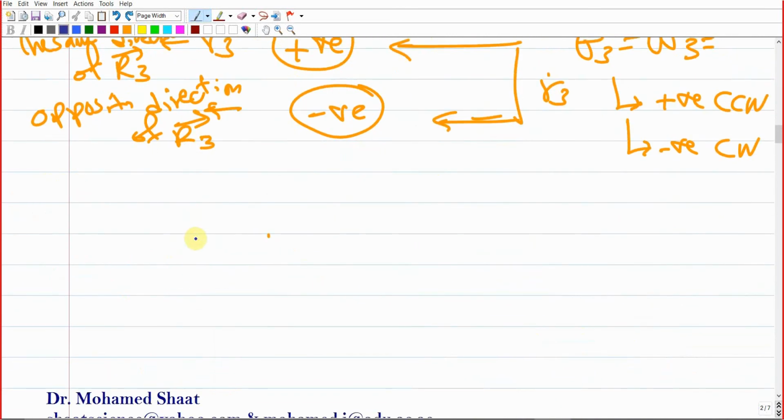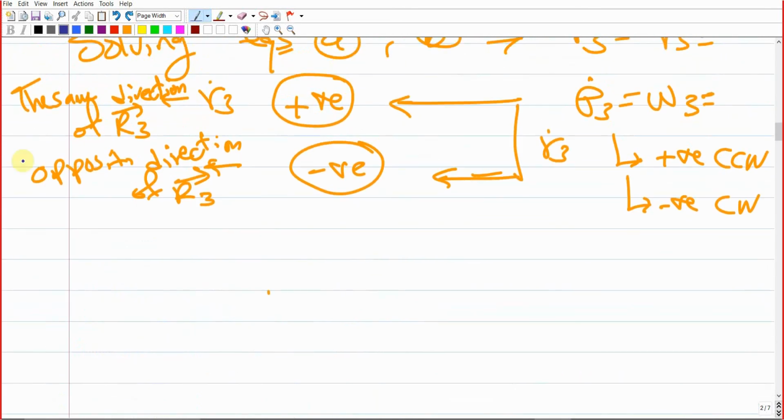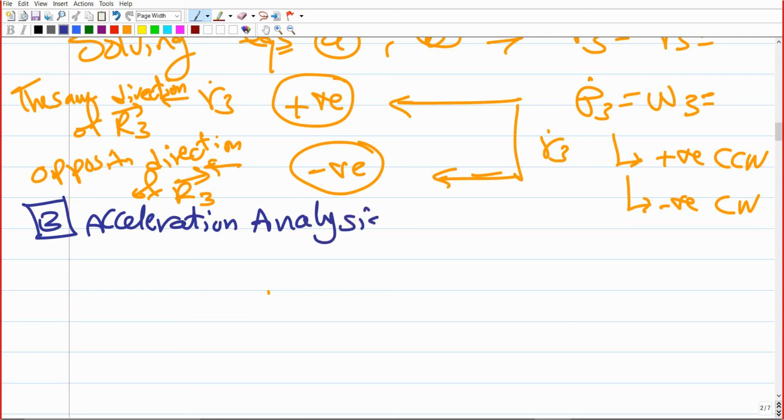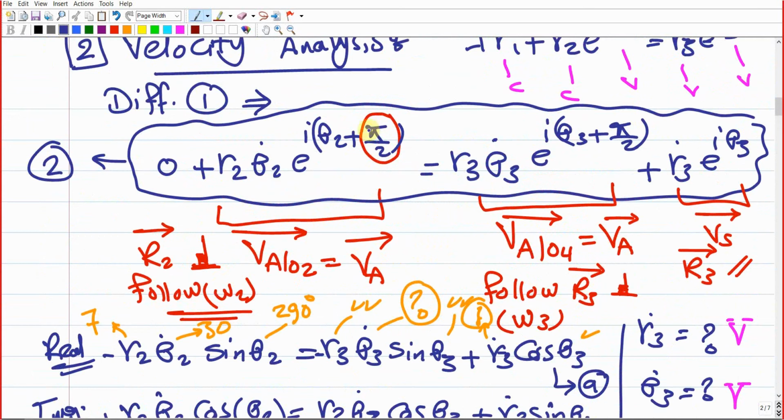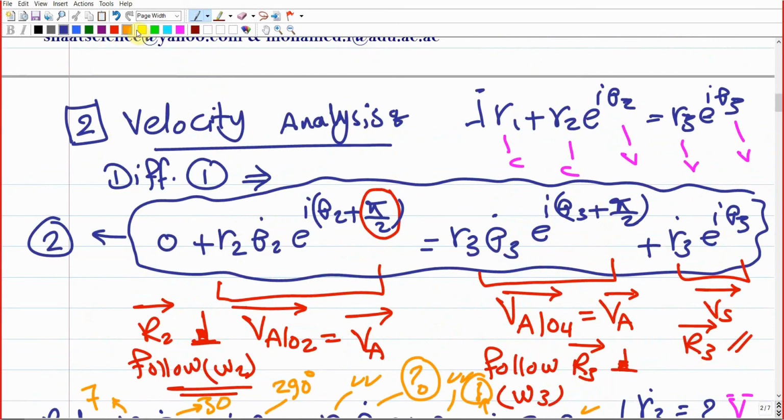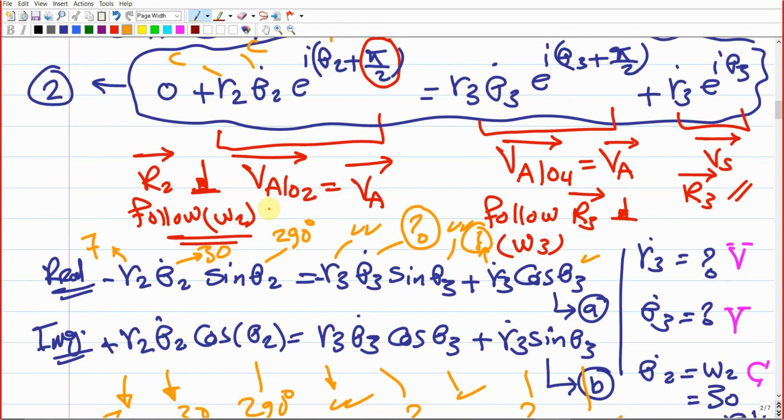Okay, so now we are going to move to the acceleration analysis, which is going to be similar. For the acceleration analysis, we are going to work over this second equation here. We have three terms. For the first term, R2 is constant, right? Theta 2 dot, as mentioned, is a constant angular velocity. It means there is no theta 2 double dot, so no alpha, but theta 2 is still a variable. So for the derivative of this first term, we have only one term here.